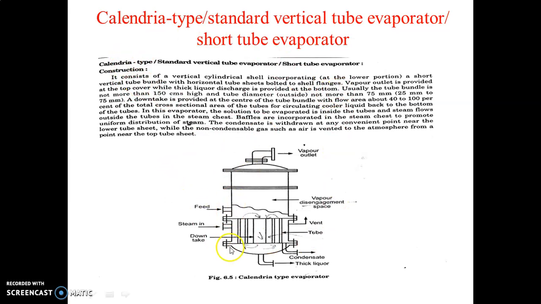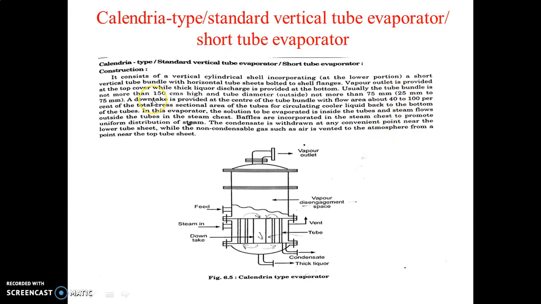It consists of a cylindrical shell. So this is the cylindrical shell incorporating a short vertical tube bundle with a horizontal tube sheet bolted at the shell flange. This is the tube bundle which is incorporated at the lower portion. The vapor outlet is provided at the top of the cover. So this is the top cover, and the vapor outlet is provided here. The thick liquor, that means the thick solution, is discharged from the bottom.